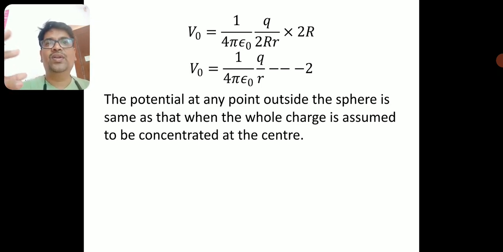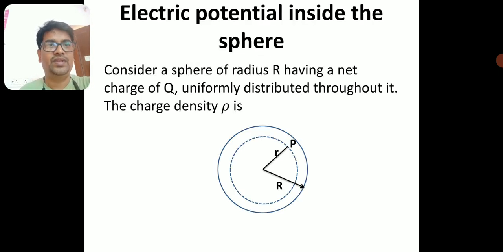Now how have I calculated this? I first took the annular ring and calculated the potential due to the charge on the annular ring, and I extended that case to a sphere. Fine, it is done. Now the potential due to a sphere is 1 over 4 pi epsilon naught into Q divided by R.